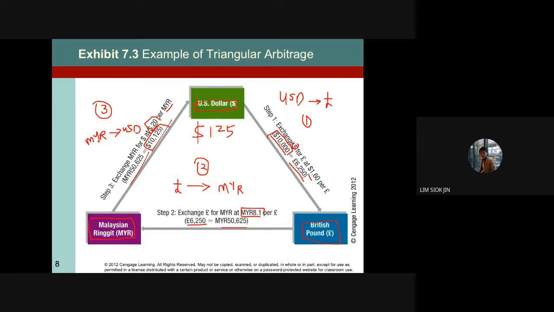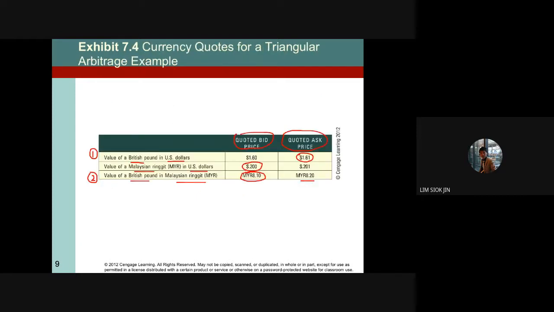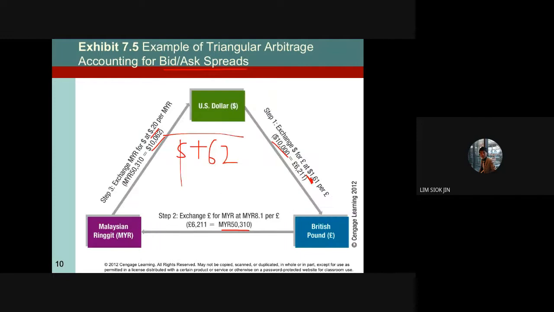Alright, so if there is only one rate, there is no bid, there is no ask. You only follow one rate, which is unrealistic. So you can see that you make $125. Theoretically, you can make $125 from arbitrage. But considering bid-ask spread, which is more realistic, you will make $62. Still an arbitrage, but realistically rather than theoretically, you make less.